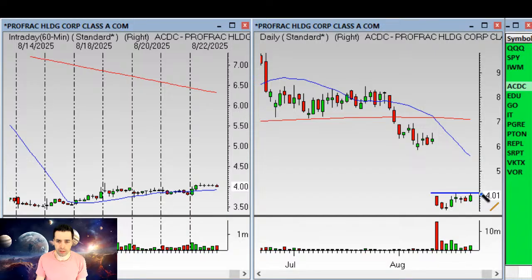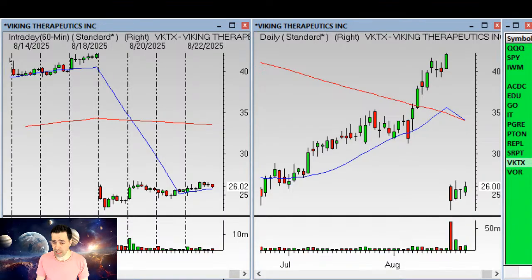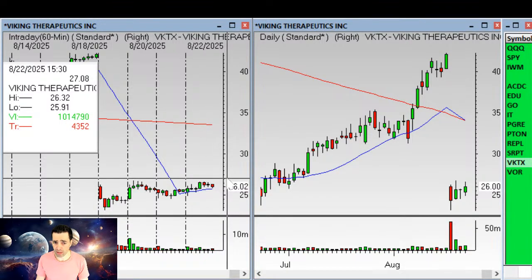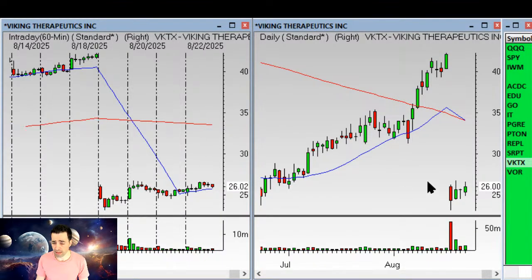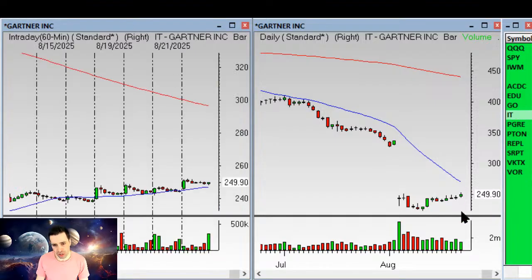So this is setting up for a breakout. Long over the base, stop under it. We have 2 of them, actually 3 if you want to include the IT with that list. So the VKTX is another one, base breakout, stop under the pivot, and then the IT, but it already triggered.